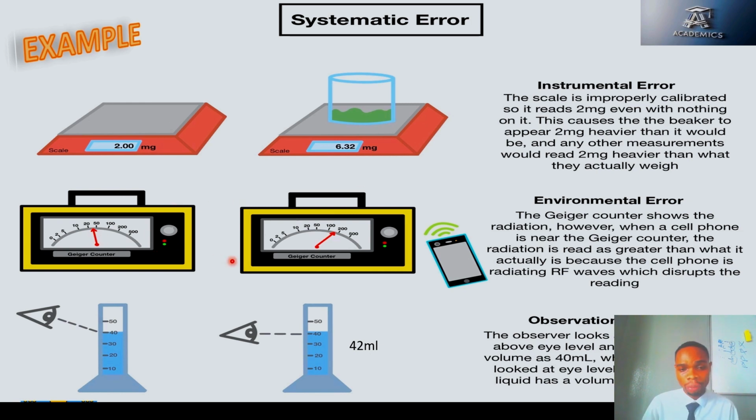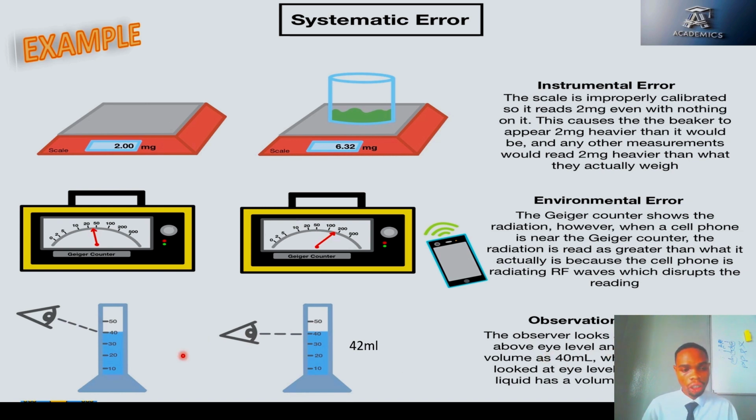Look at a Geiger counter, which measures radiation. You can see here it is giving you the accurate result, but when you bring a phone close to it, because the phone releases radio frequency, it will add to the reading and increase the value. This is what we call environmental error. That is, you don't know that your environment is affecting your result, and you end up consistently getting the same wrong result.